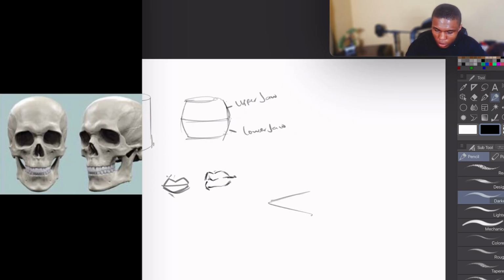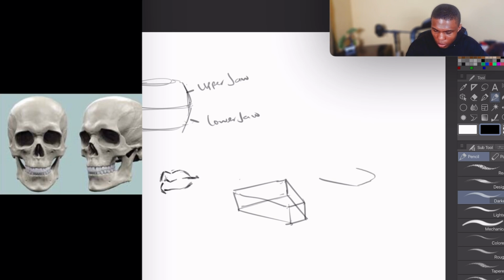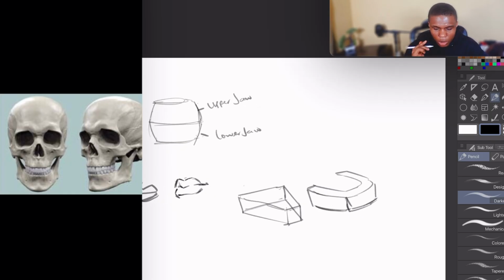And sometimes the shape of the jaw is simply this, right? This is the shape of the jaw, or something like this, a horseshoe shape, which is where our teeth are going to be. This is the lower jaw, by the way. So these are the shapes that you should be thinking about in your head when you are drawing.